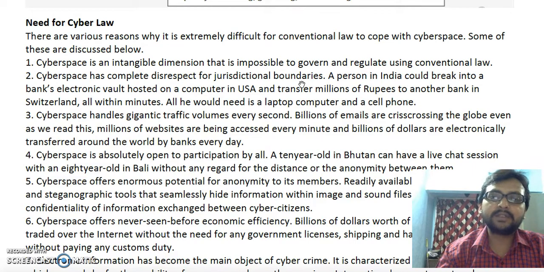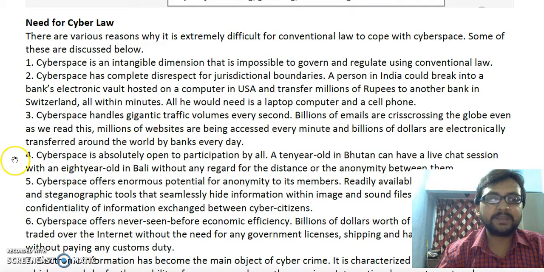Some enemies who stay in India can directly communicate with other countries, our enemy countries like Pakistan, and they also plan very dangerous things, but it is very difficult to monitor everything. In the same way, cyberspace handles gigantic traffic volume every second. Billions of emails are crisscrossing the globe even as we read this. So it is very difficult.